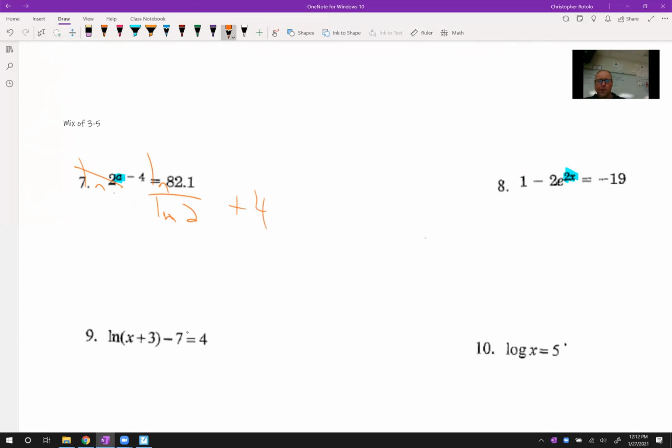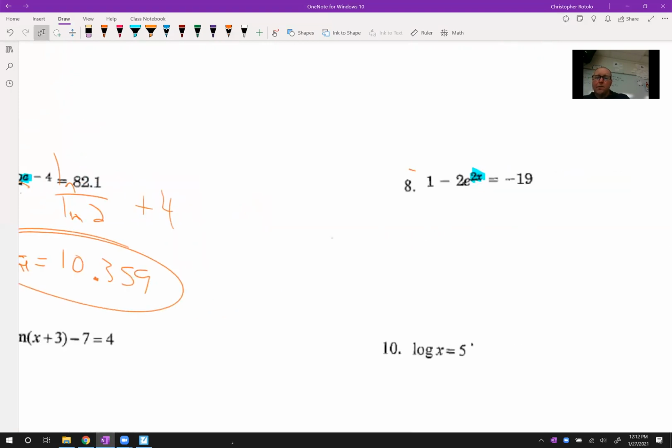So let's get this one while we're here. Divided by natural log 2 and plus 4. Why did I do that on the calculator? I don't know. It's so embarrassing. All right, 10.359.